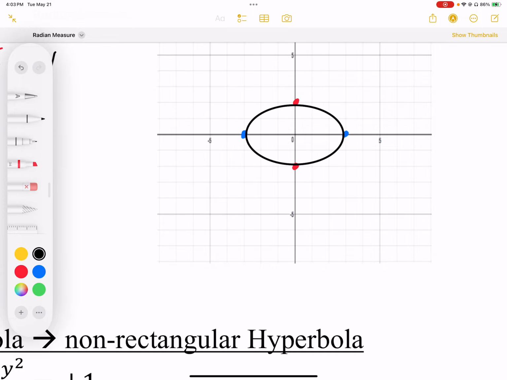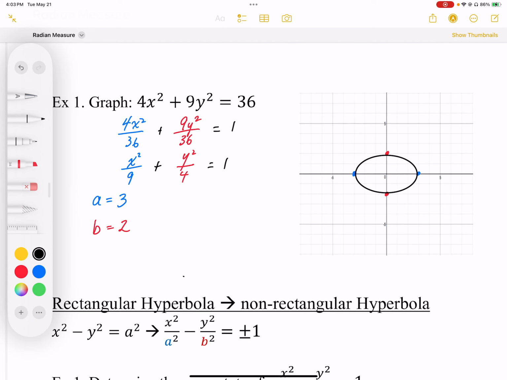Okay, so that represents our ellipse. The major axis along the x has a length of 3, and the minor axis along the y has a length of 2. That represents the distance from the center.